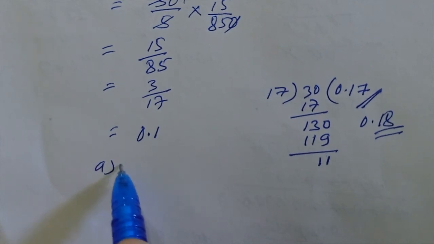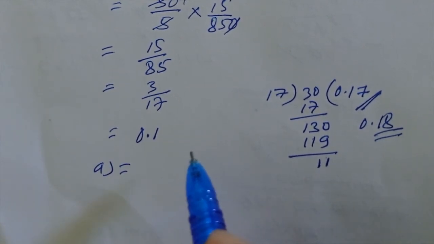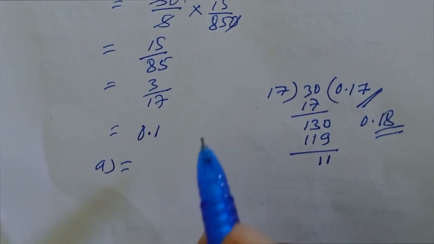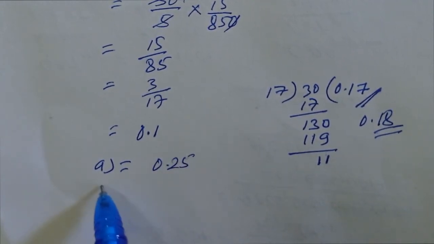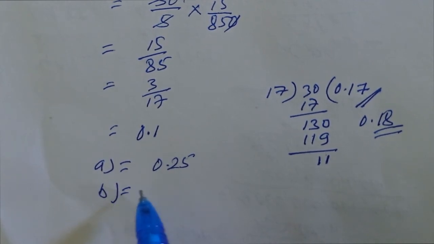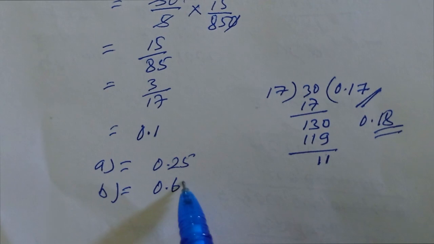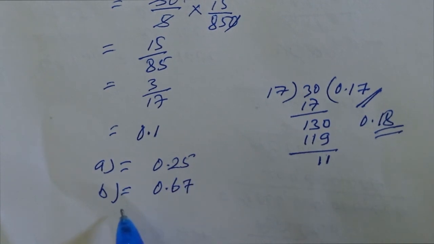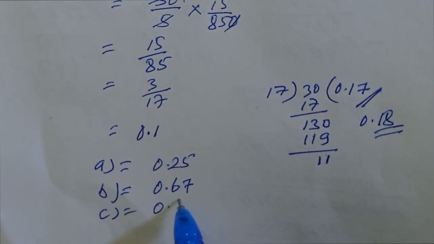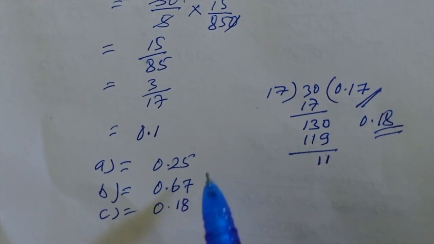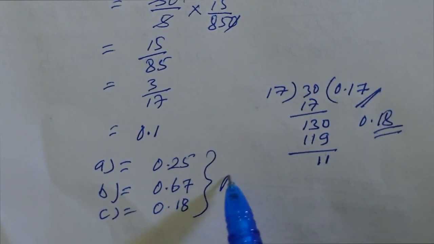These are the answers. Number A, you have already calculated 0.25, and number B is equal to 0.76, and number C is equal to 0.18. These are the answers.